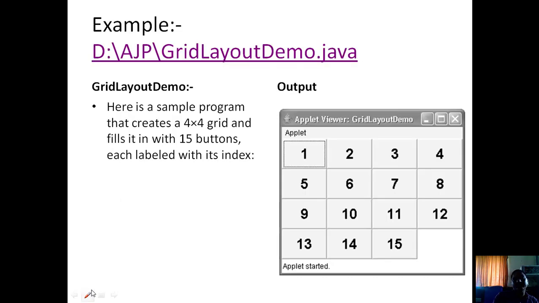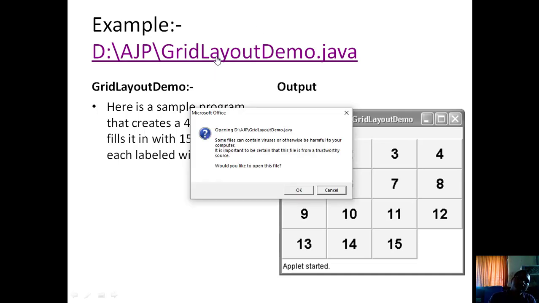Here consider one example, GridLayoutDemo. This example creates a 4x4 grid and fills it with 15 buttons, each labeled with its index number, like 1 2 3 4. This window is divided into 4 rows and 4 columns. Like this we can divide the window, and that design is done by using the grid layout. Let us study this example.